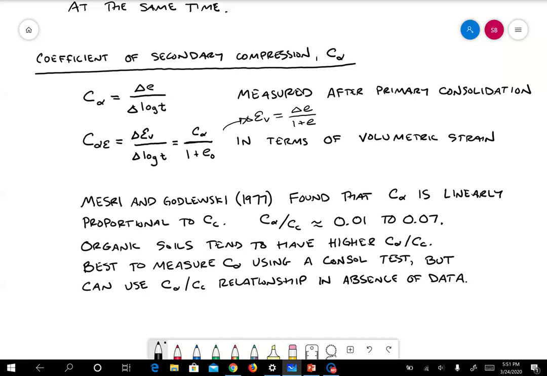So organic soils tend to have a higher C alpha over CC. They also tend to have a higher C sub C too, so the C alpha can be really much higher for an organic soil because CC is bigger and C alpha over CC is bigger. But again, better to measure C alpha for your particular test. If you do a consolidation test, you should use it. Don't use a relationship like this. If you really just don't have data or can't reasonably get data on C alpha, then you can use this sort of C alpha over CC assumption, and you'll probably be okay doing that.